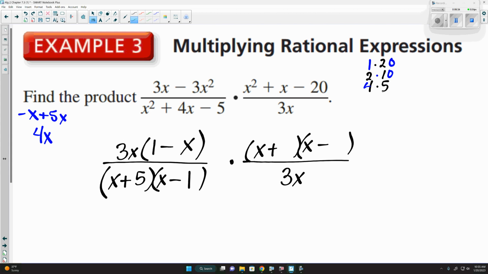4 and 5. And the reason we're doing that is because we see in one of the denominators we do have x plus 5, yes? Wait, what are we trying to get? 1x. So 4 and 5 would be the one we're trying first.